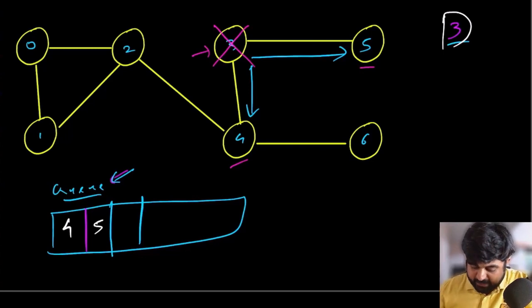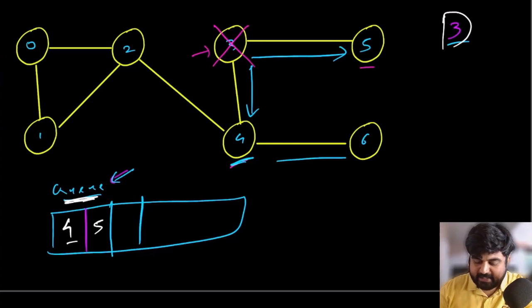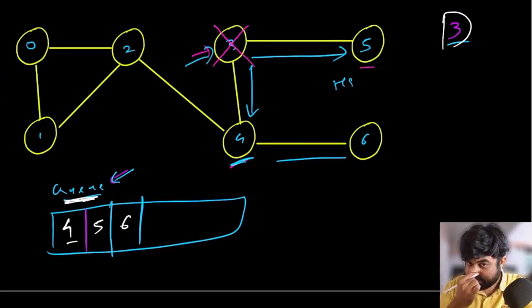Now next we are going to check whether the queue has any element or not. Queue has element number 4. So again we are going to repeat the same process. Does 4 have any neighbors? So 4 has 2 neighbors. First neighbor is 6, second neighbor is 3. But we check in the hash set, 3 is already visited, so we do not visit 3 again. But 6 has not been visited, so we will add entry 6 over here.